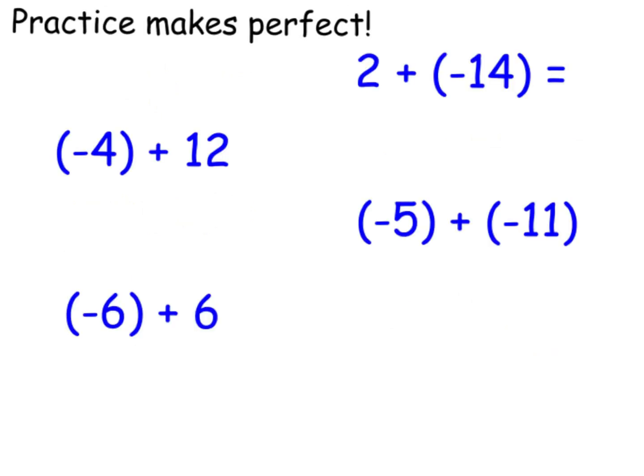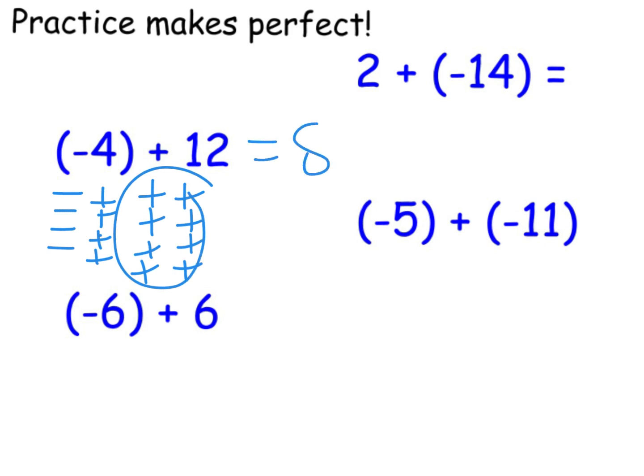Two more. -4 and 12. Well, that's -4. Come up the number line. We're coming up over 0. So if you want to think of the pictures, you'd have -4. And then you'd have 1, 2, 3, 4 pluses. They would all disappear. And then you've got another 1, 2, 3, 4, 5, 6, 7, 8. So you're left with 8 for that one.